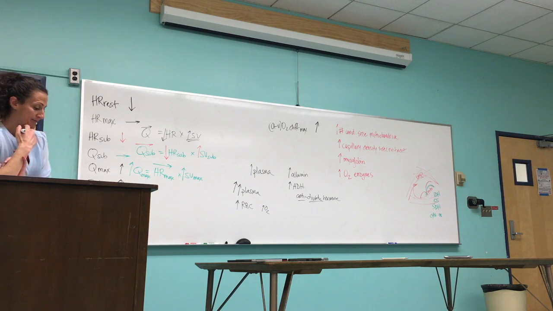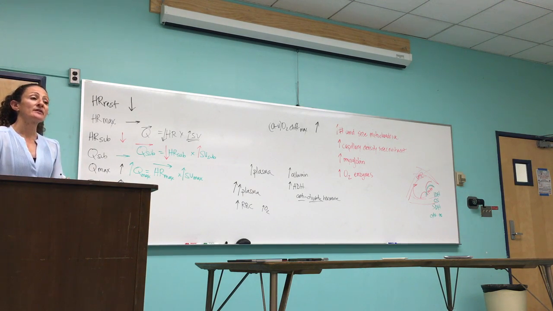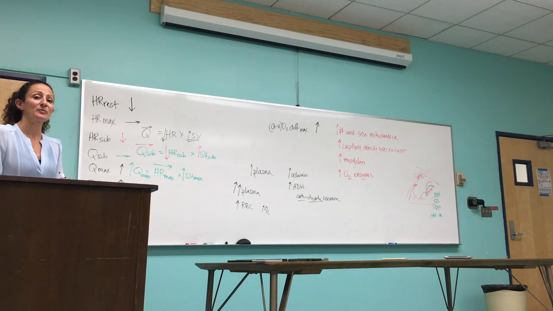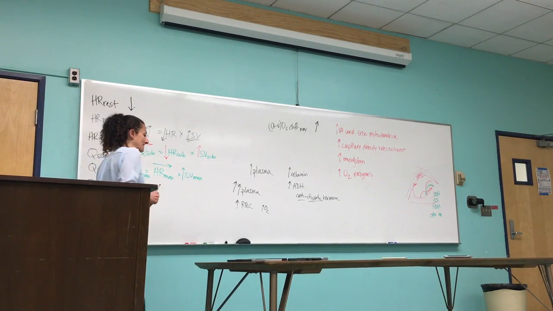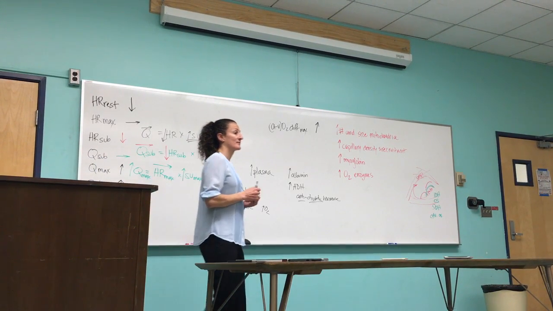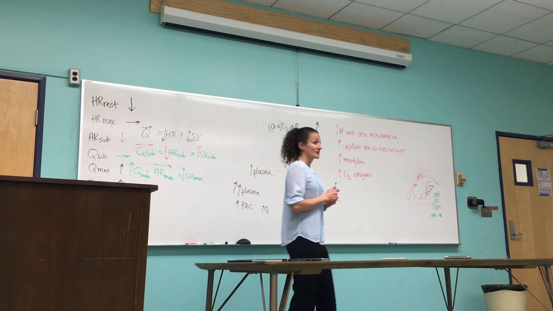Okay, RER. Trained person, untrained person, both jogging at 5 miles per hour. How does the trained person's RER compare to the untrained person's RER? Higher, lower, or the same? Lower, why?